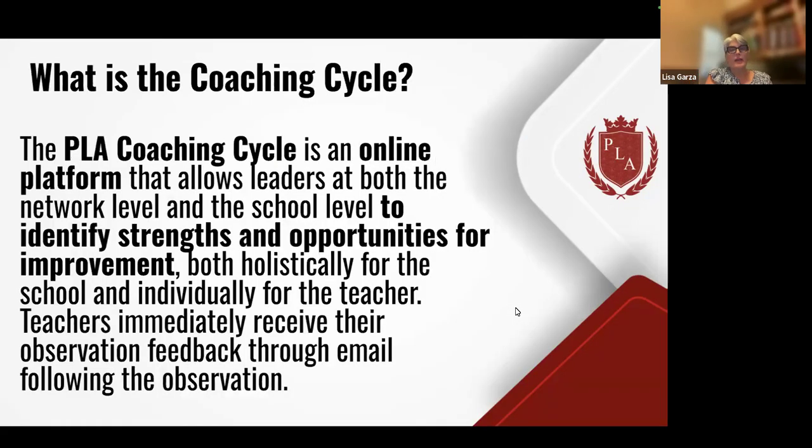What is the coaching cycle? We want to make sure that you understand what is important here at PLA, and the coaching cycle is one of those things. The PLA coaching cycle is an online platform that allows leaders at both the network level and the school level to identify strengths and opportunities for improvement, both holistically for the school and individually for the teacher. Teachers immediately receive their observation feedback through email following the observation.